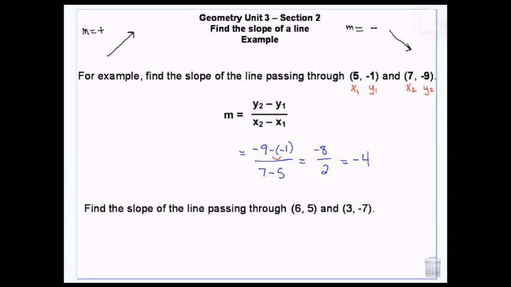Okay, let's do the next one. And just to change things up, I'll make those 2 and this one 1, because it really honestly doesn't matter. So I'm going to do 5 minus -7 over 6 minus 3. Minus a negative is a positive, so it's 5 plus 7, so that's 12 over 3. So that is +4.